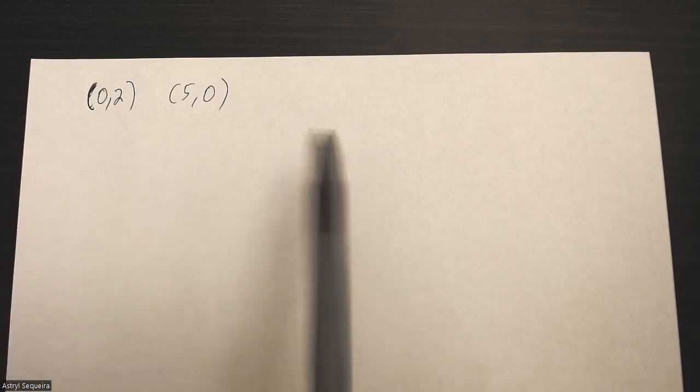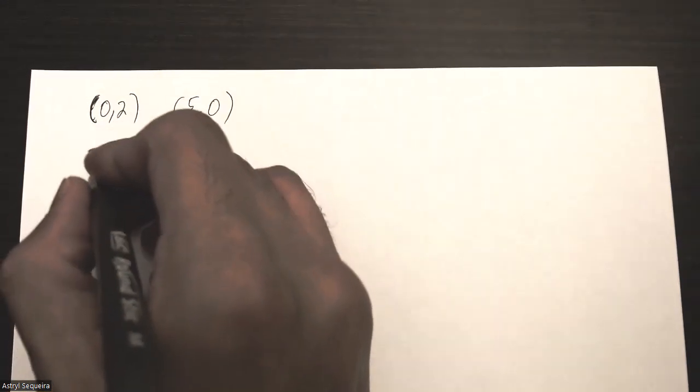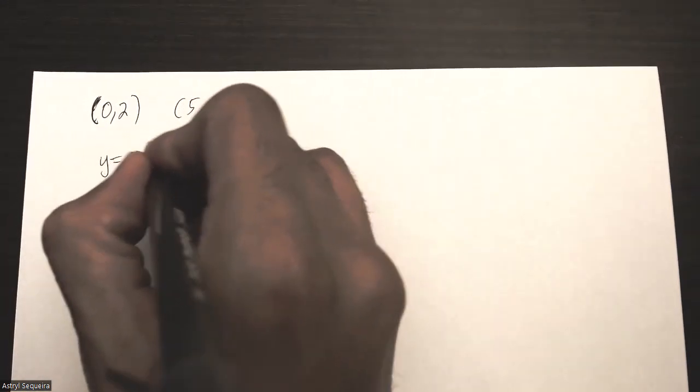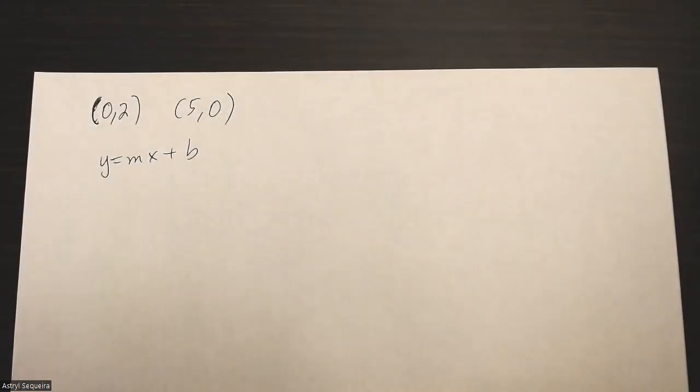All right, in this video, we want to find the equation of a linear function that passes these 2 points, an exponential and a log function. So let's start with the linear function. I know the equation of a linear function is just y equals mx plus b.